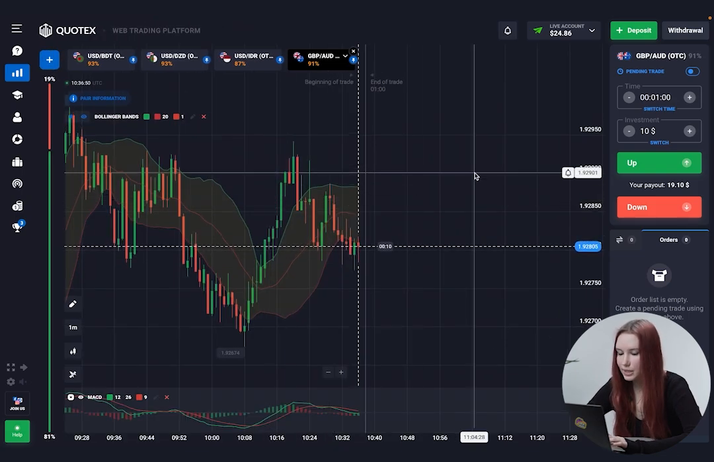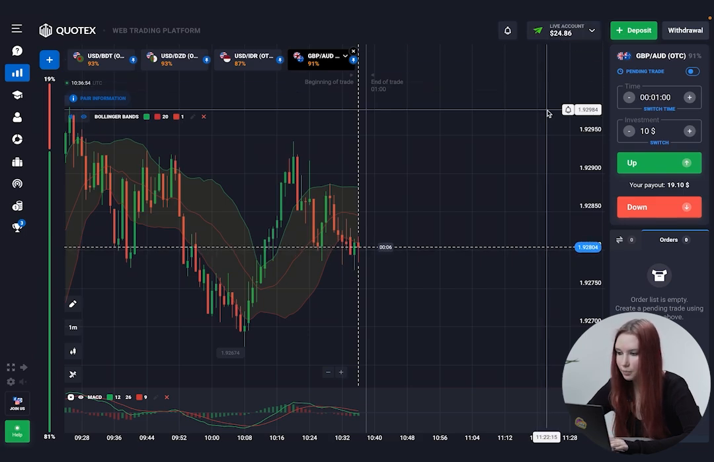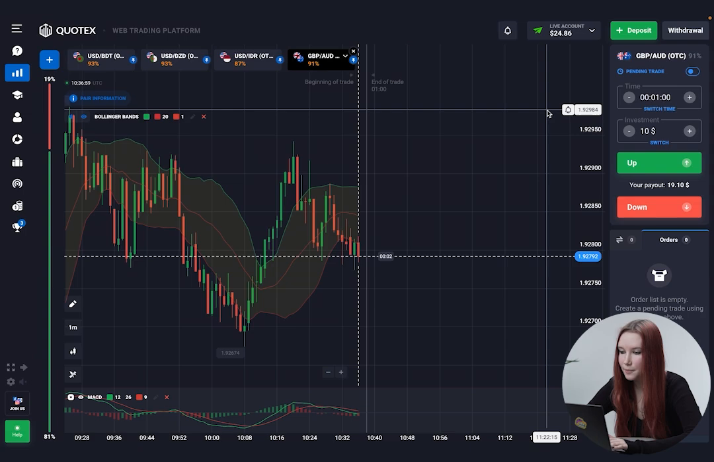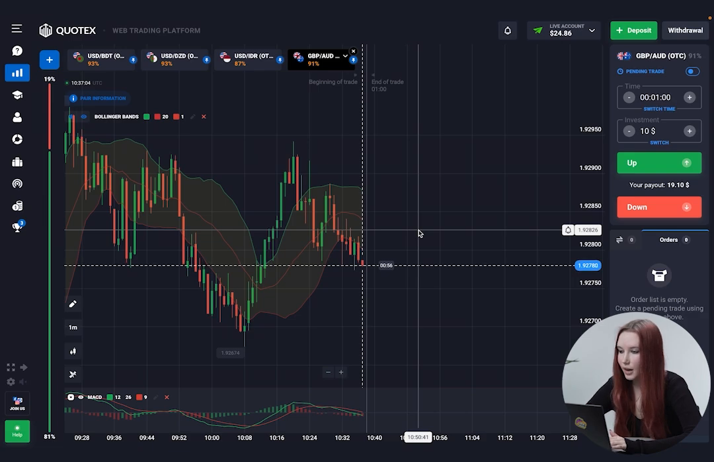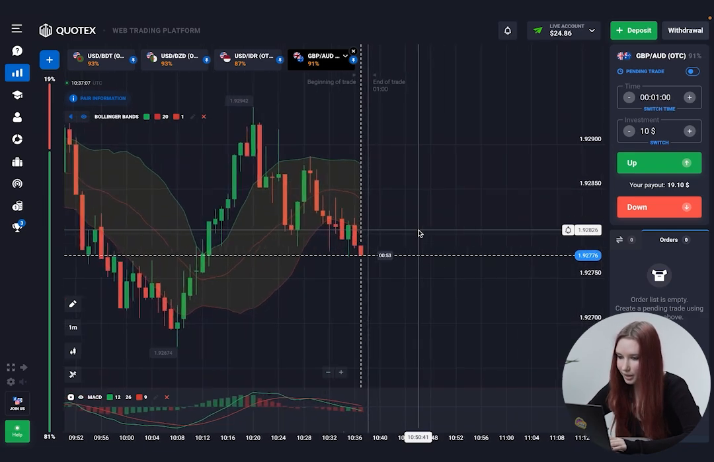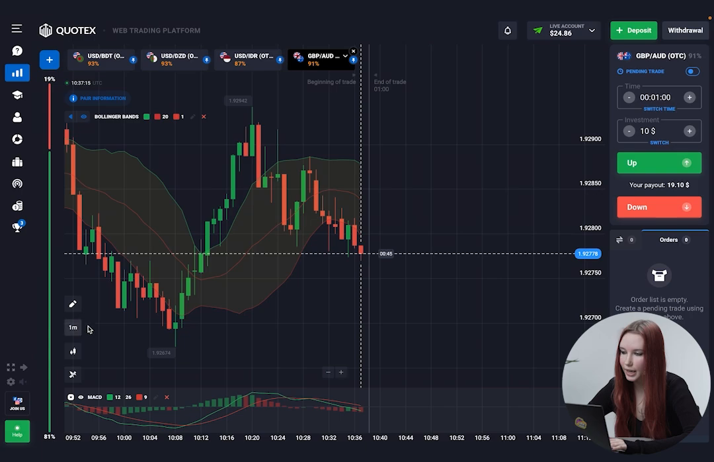What's left? You see 24 bucks on my account. The usual amount my traders start with is just 50 bucks. It's a little bit less, but it's also possible to grow your deposit with 24 bucks at the start. So let's begin. My investment right now is just 10 bucks. My time expiration is 1 minute, and I'm also working with a 1 minute candle.